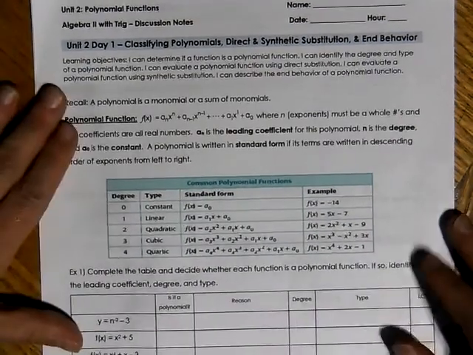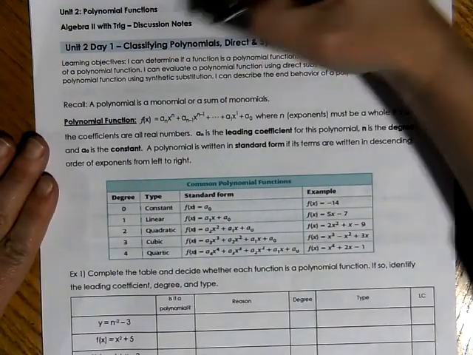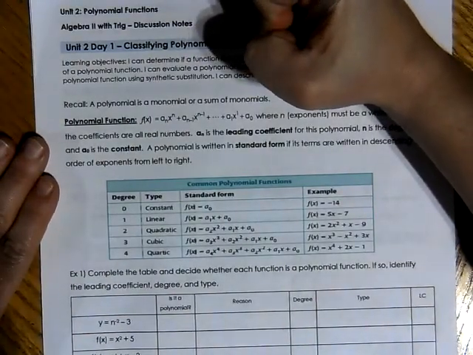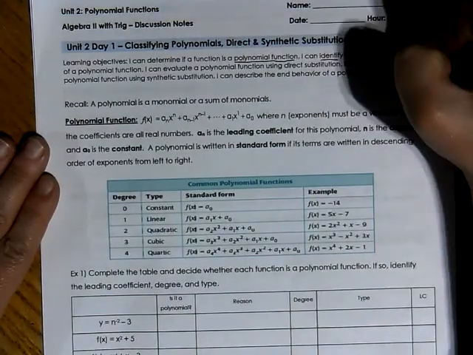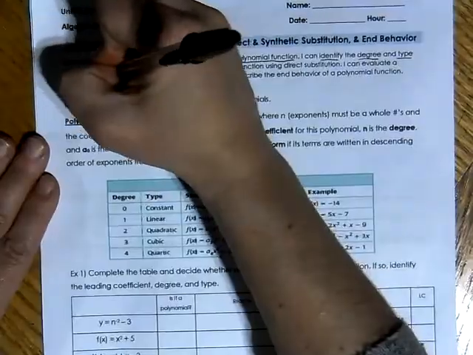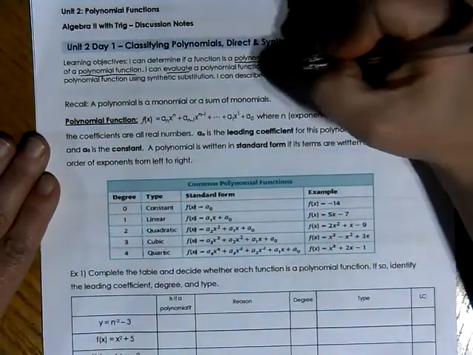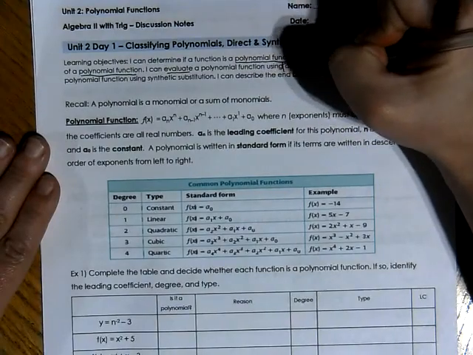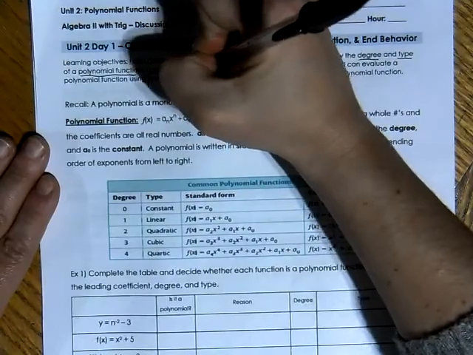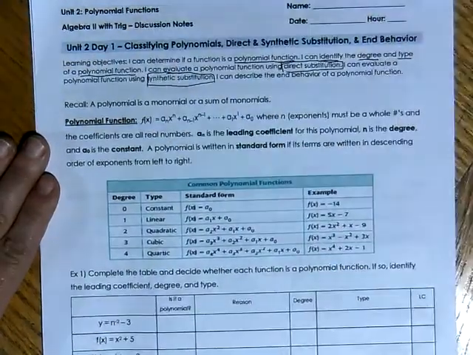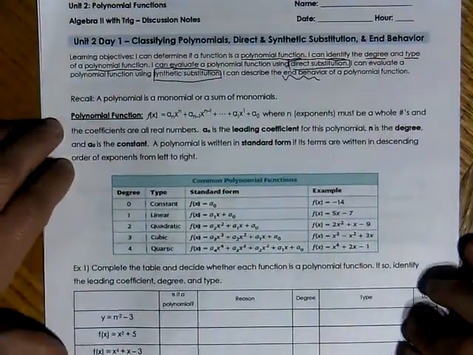Our learning objectives for today are for you to be able to say: I can determine if a function is a polynomial function, I can identify the degree and the type of the polynomial function, I can evaluate the polynomial function using both direct substitution as well as synthetic substitution, and I can describe the end behavior of a polynomial function.